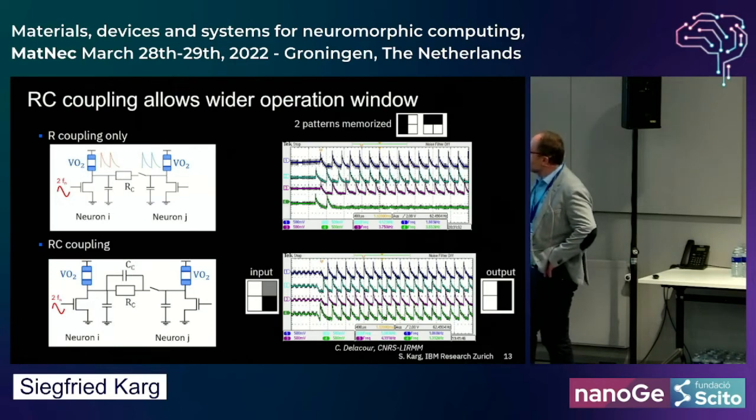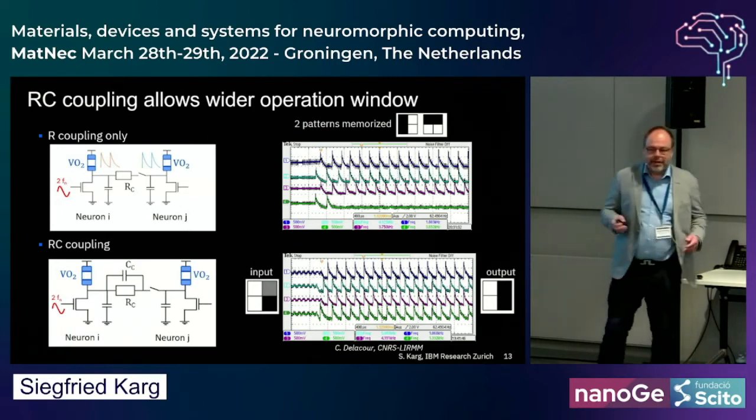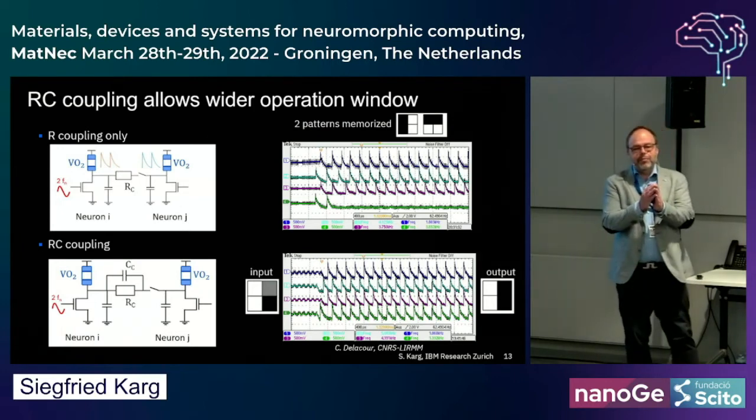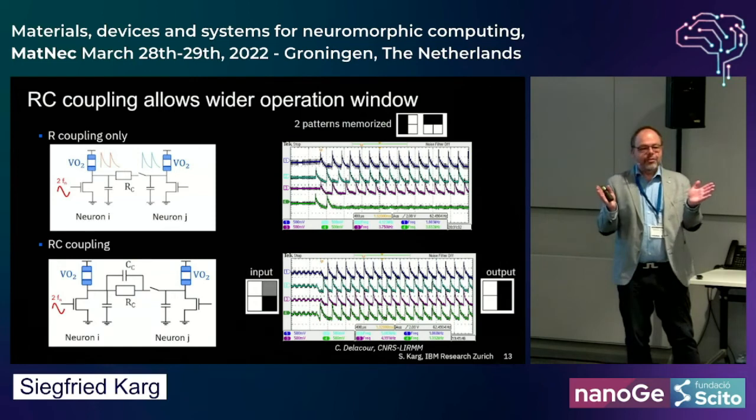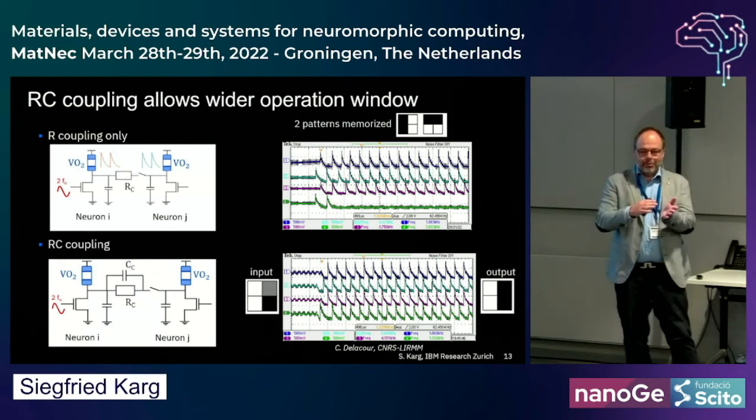And we do another trick. We can not only use a memristive or resistive coupling, we can add a capacitive coupling. While the capacitive coupling pushes the phase apart, the resistive coupling, if we have low resistance, pulls it together.